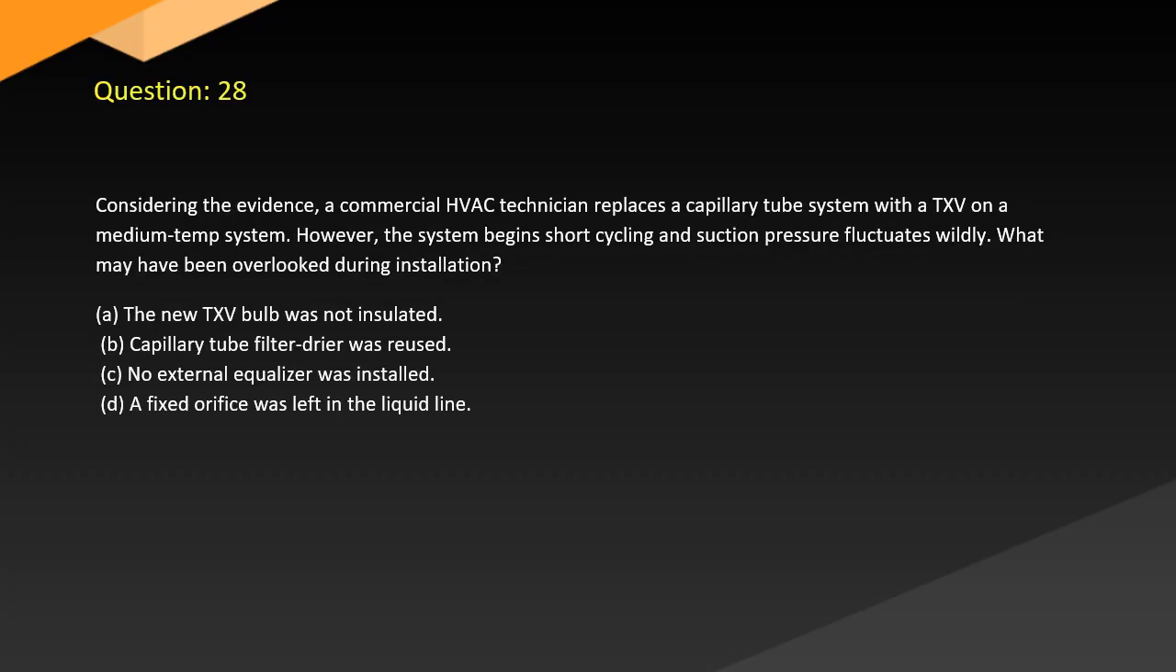Question 28. Considering the evidence, a commercial HVAC technician replaces a capillary tube system with a TXV medium temp system. However, the system begins short cycling and suction pressure fluctuates wildly. What may have been overlooked during installation? A. The TXV bulb was not insulated. B. Capillary tube filter dryer was reused. C. No external equalizer was installed. D. A fixed orifice was left in the liquid line.